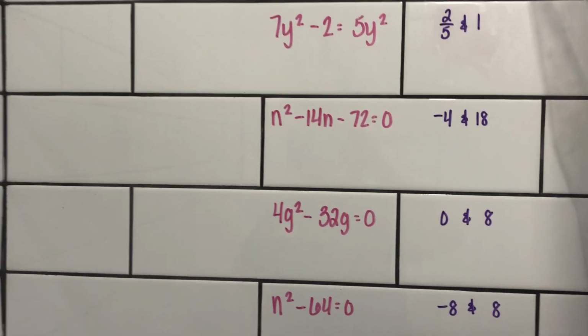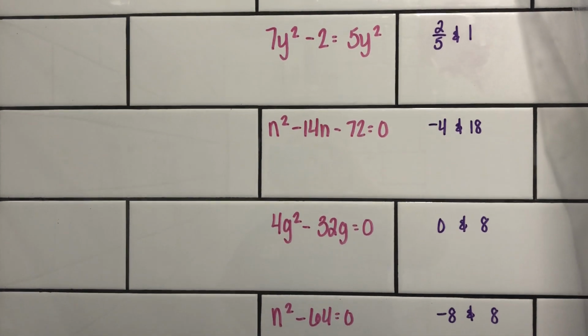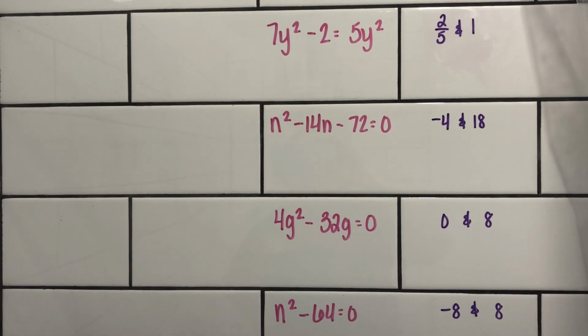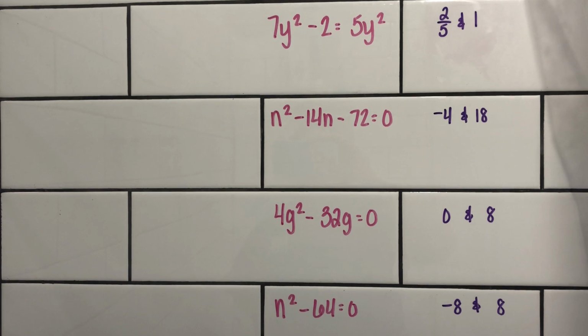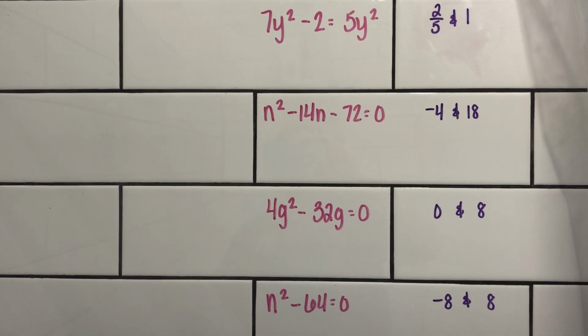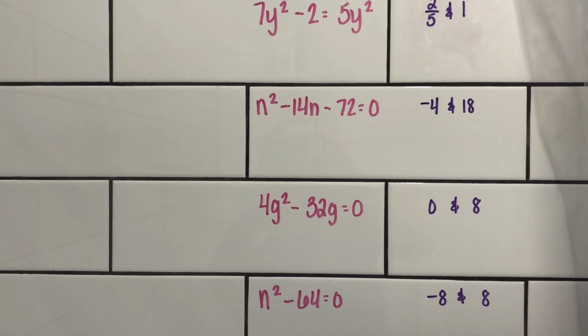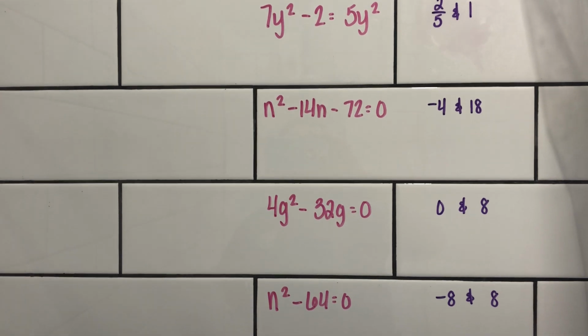And I'm going to back up to show you the solutions. For the first one, you should get 2/5 and 1. The next one should be negative 4 and 18. Followed by 0 and 8, and finally negative 8 and 8.